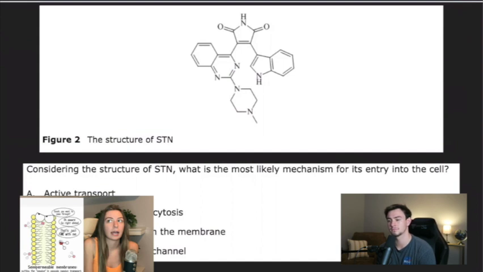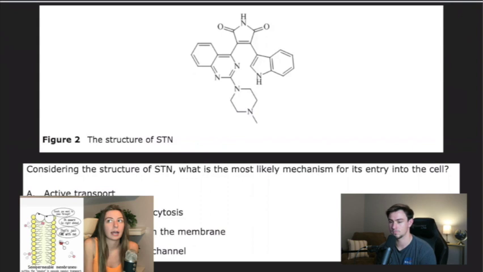I have no prior knowledge to tell me the concentration of STN outside or inside of the membrane, so I'm not really comfortable saying active transport at this moment. I'll say maybe not, but I'm not going to cross it out completely.